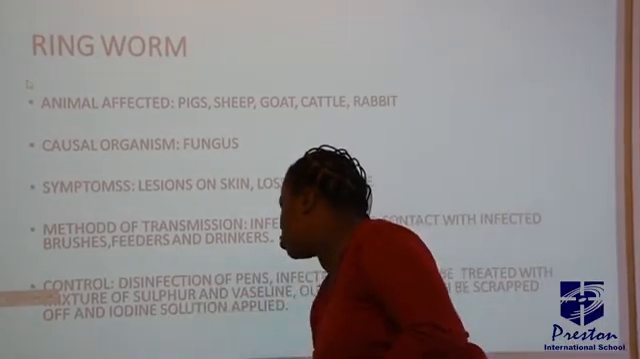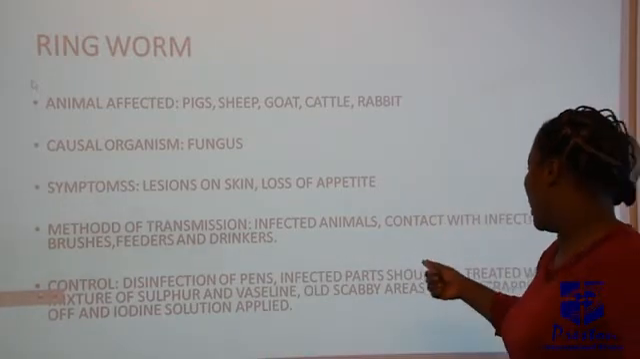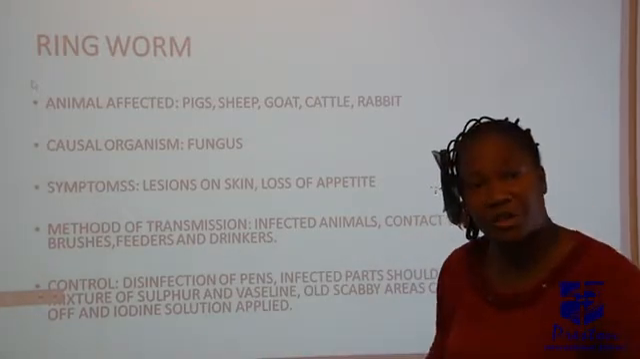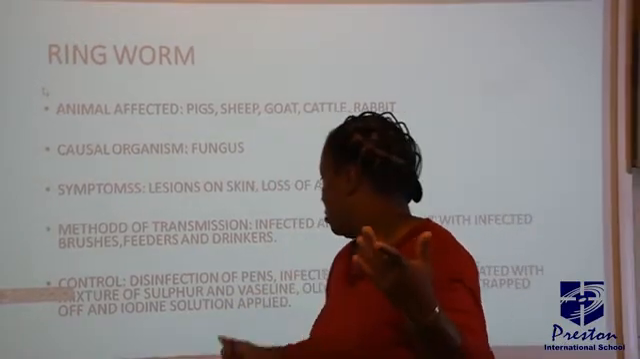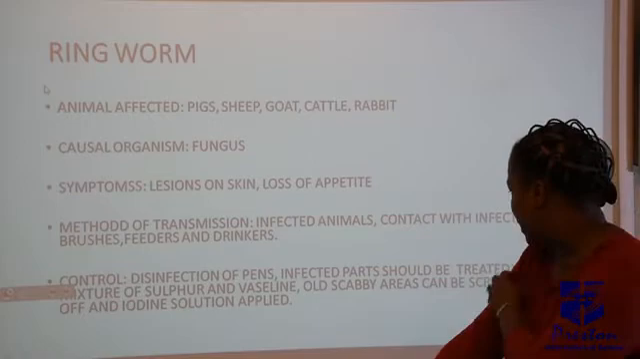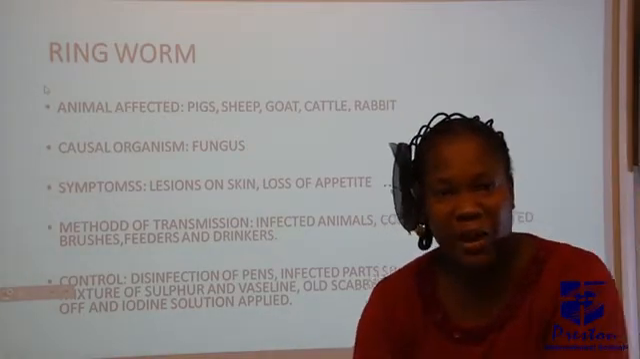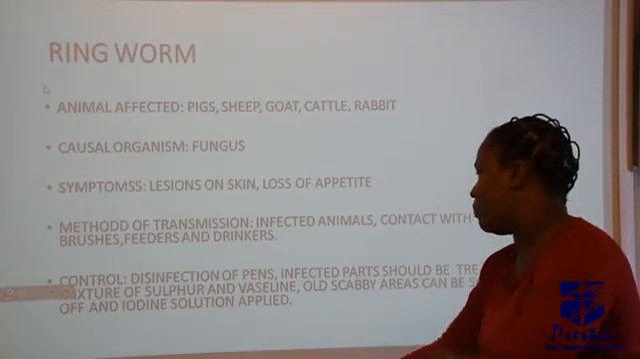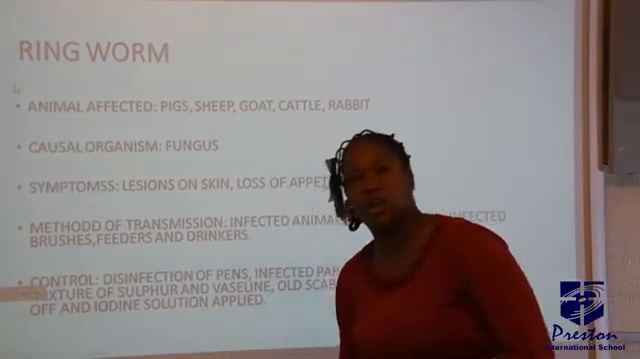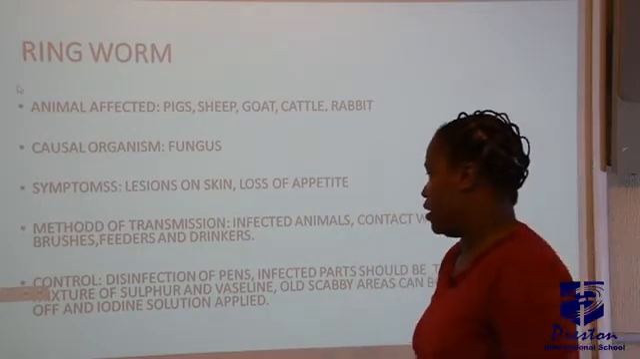Now, let's look at the control. You can disinfect your pens, okay? You can disinfect your brushes, you can disinfect your drinkers and feeders, and then where you have the scabies, the scabies area, you can scrape it up with your razor blade, sharp blade, and then you apply iodine solution. Also, you can put sulfur and Vaseline.